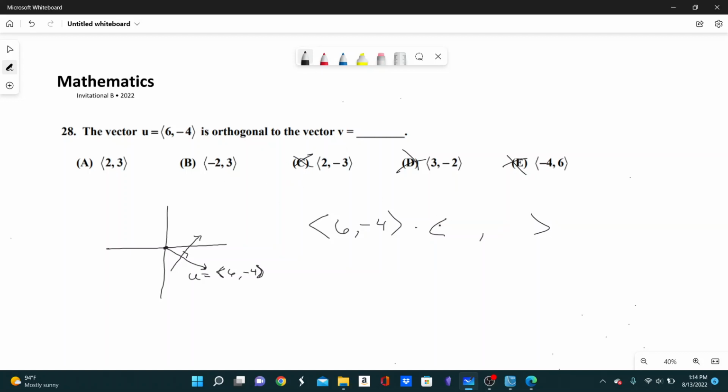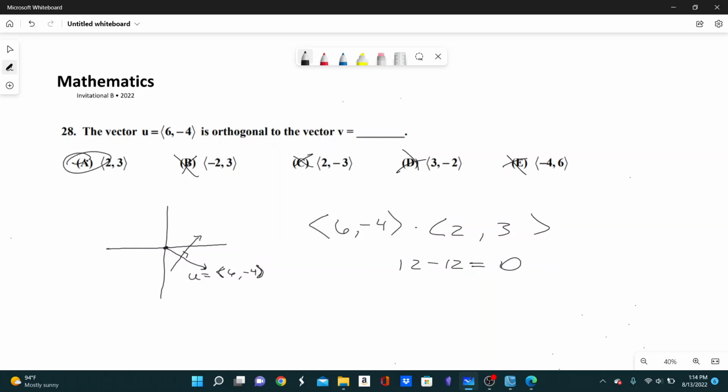All right, let's try negative 2, 3. Let's see, 6 times negative 2, that's negative 12. Negative 4 times 3, that's also negative 12. So this is a really bad example, but it looks like this is one of the few cases where it actually is the first answer. But let's just double check. So we do 2, 3. 6 times 2, that's 12. Negative 4 times 3, that's negative 12. And so in the end, yes, we get 0.